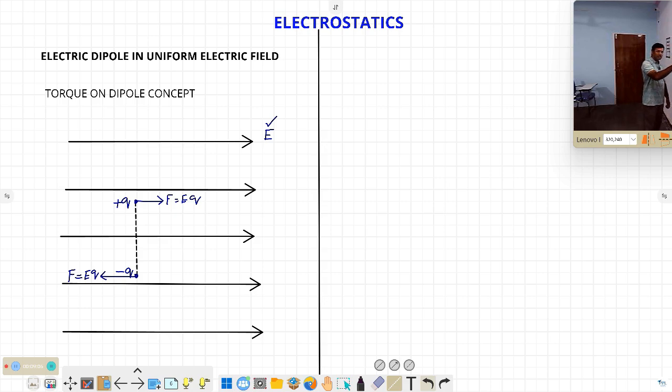Whatever dipole you have chosen here won't be stable. The positive charge tries to move in the direction of the electric field, and the negative charge tries to move in the opposite direction of the electric field. Due to that, this dipole will try to rotate. The rotation of any body is always due to the concept of torque. Torque is force into perpendicular distance. The torque creates the rotation of any body.